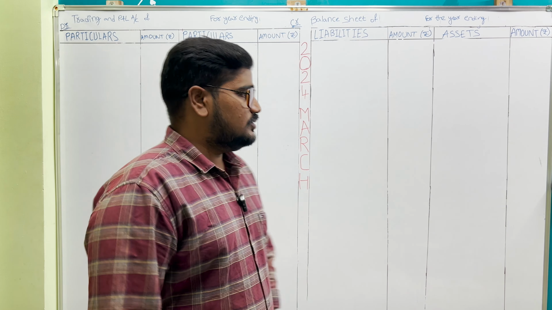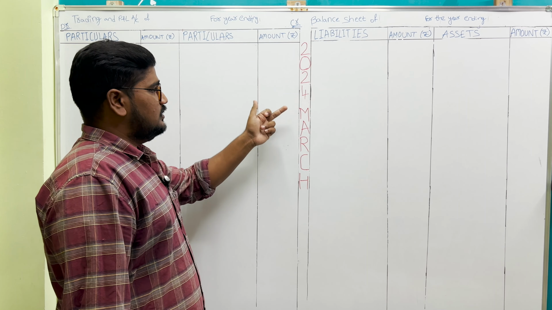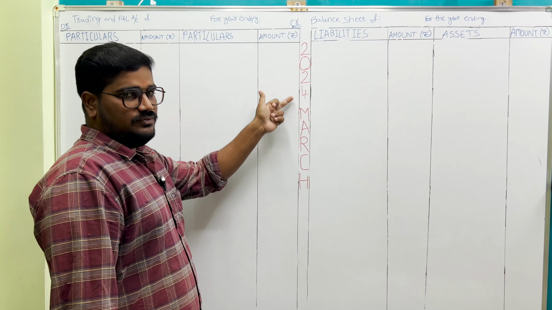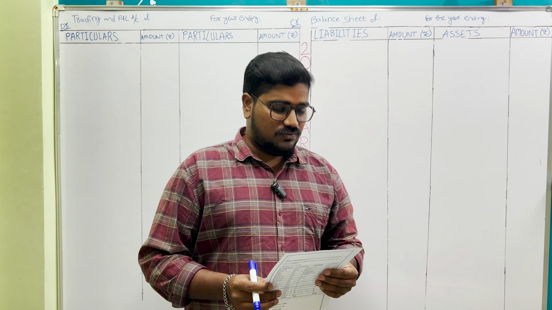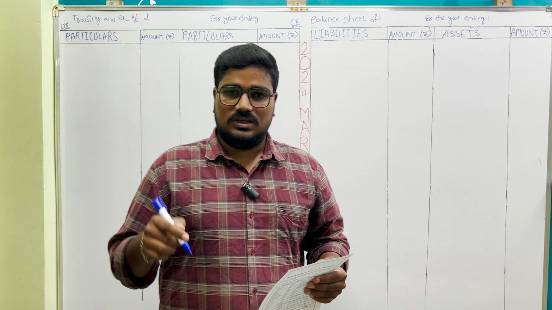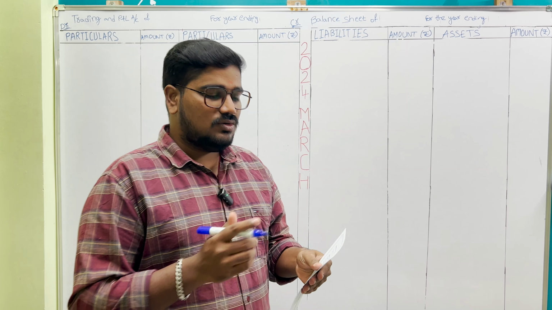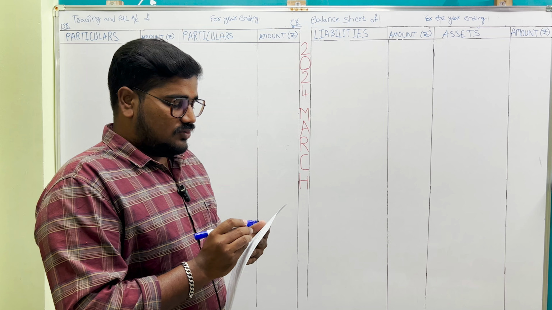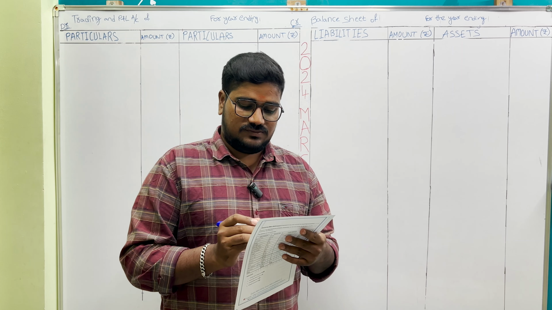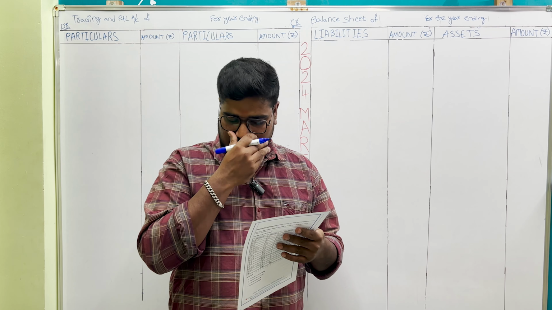Now let's go through the final accounts sum which was asked in March 2024. The reframed question for the March 2024 exam is available in the description for you to download and view. Now let's go through the question. Prepare the final accounts of Vishnu Traders for the year ending 31st March 2021 using the following trial balance.